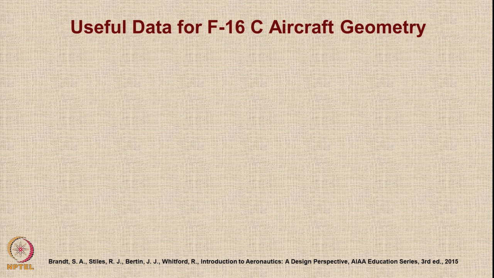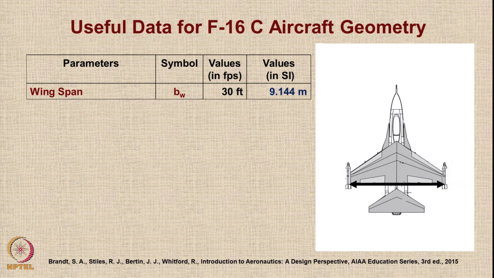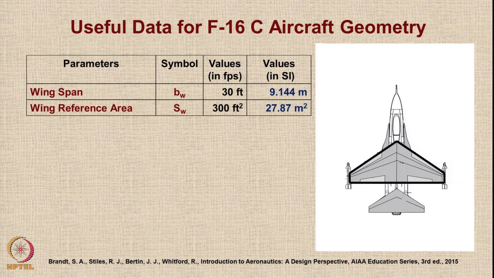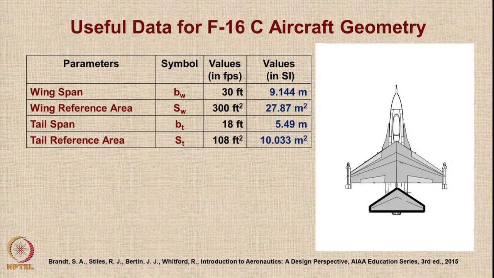So let us have a look at some of the useful parameters which we will utilize in this particular tutorial. First is the wingspan, which is given as 30 feet or 9.144 meters. The wing reference area, which is the planform area in the top view, including the area inside the fuselage, as you can see in the figure, is 300 square feet, which is 27.87 square meters. The tail span, or the distance between the tips of the two horizontal tails, is 18 feet, 5.49 meters. The tail reference area, or the area of the two trapezia that represent the tail, is 108 square feet or 10.033 square meters.